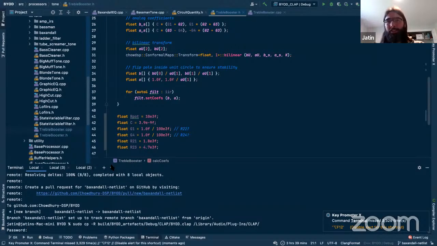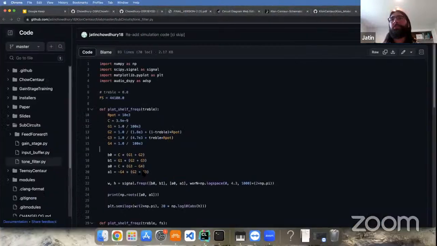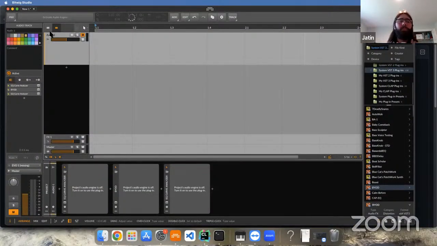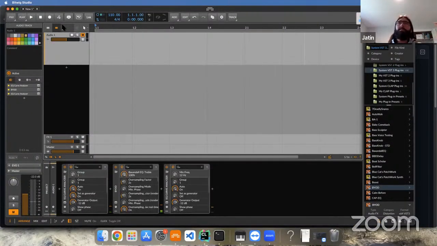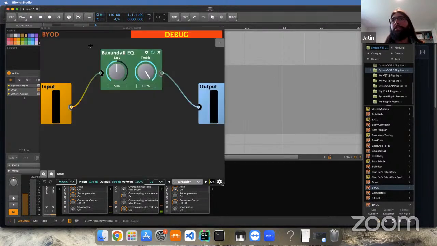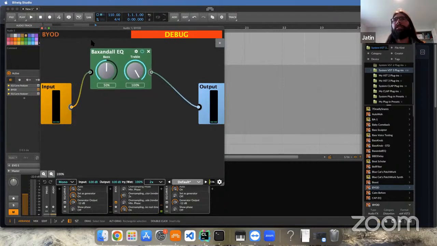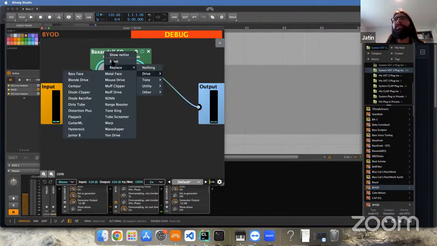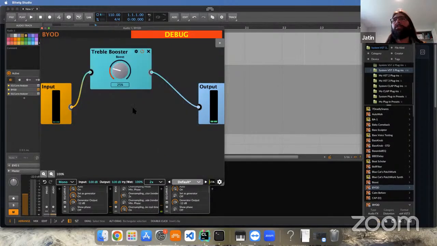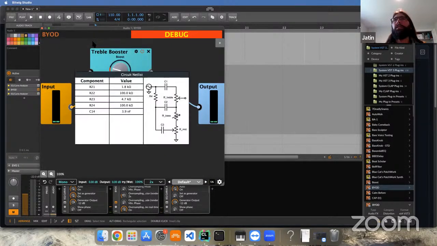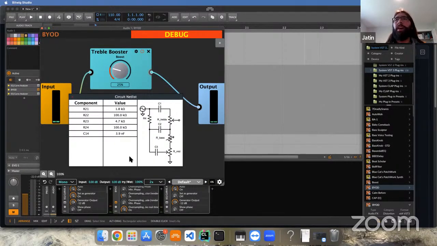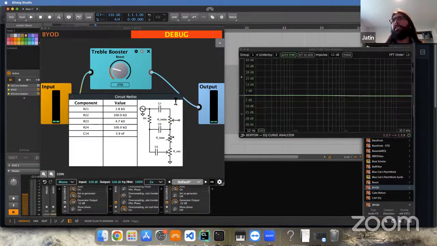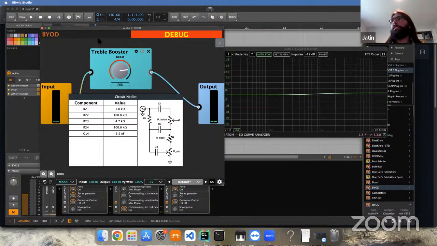All right, let's see what we've got here. So, open things up. I'm guessing this is going to go unstable, so we're going to keep this track muted. At the very least, we should not have any blowups. So let's see here, treble booster netlist. This is the wrong schematic, but the correct netlist. And we'll see what we get there shortly. So that's the max boost.